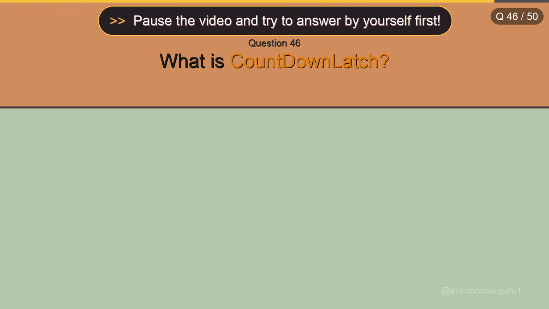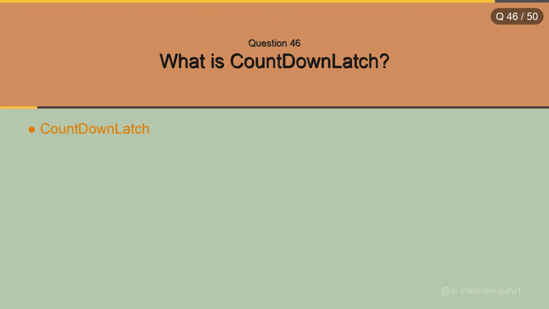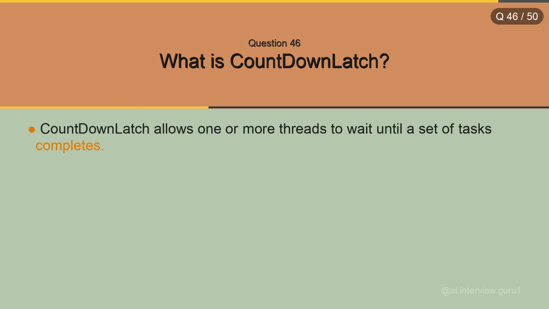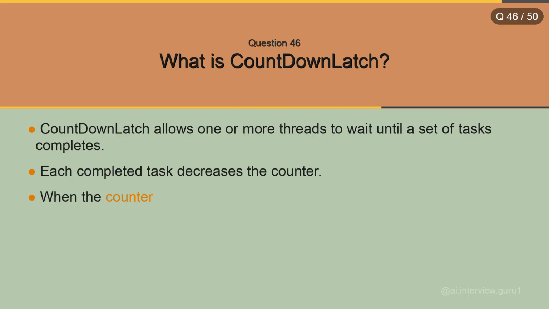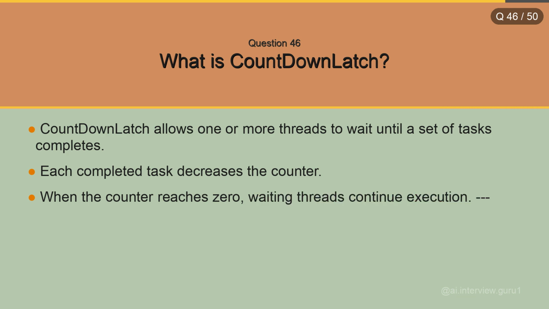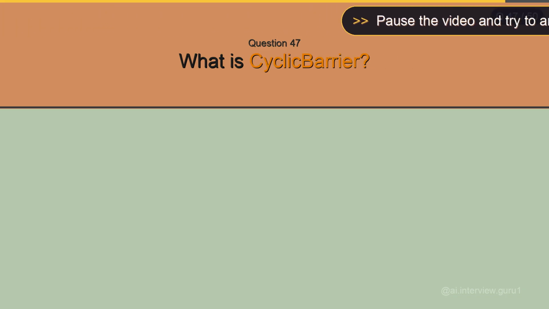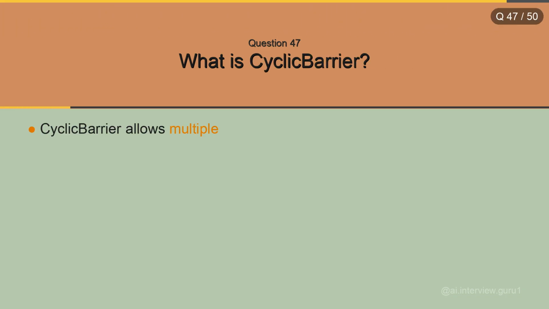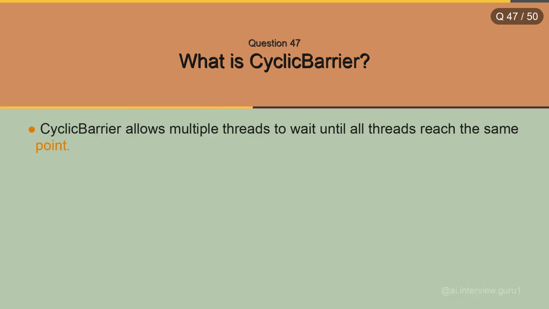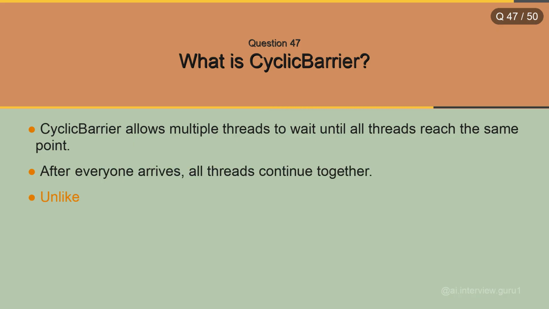What is CountDownLatch? CountDownLatch allows one or more threads to wait until a set of tasks completes. Each completed task decreases the counter. When the counter reaches 0, waiting threads continue execution. What is CyclicBarrier? CyclicBarrier allows multiple threads to wait until all threads reach the same point. After everyone arrives, all threads continue together. Unlike CountDownLatch, it can be reused.